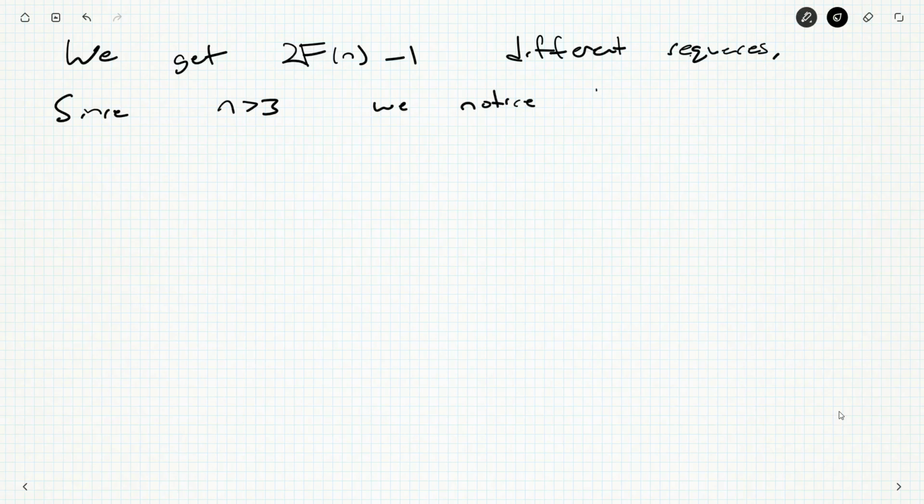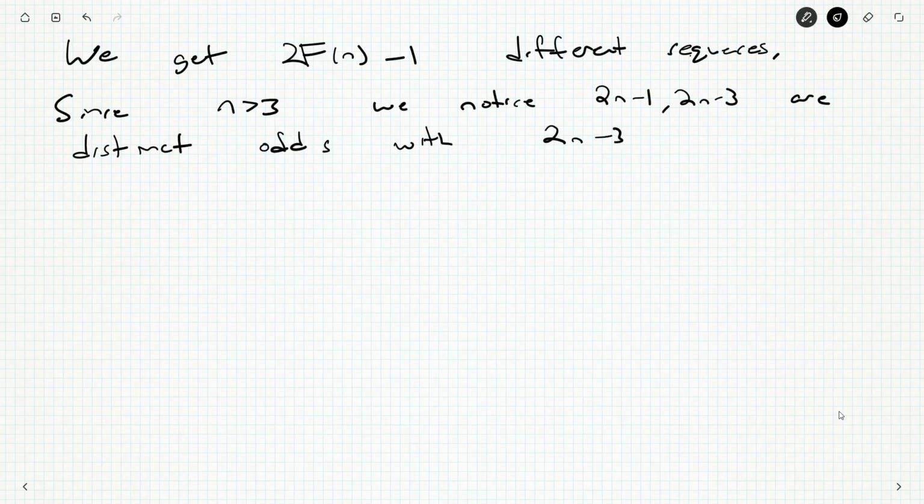we notice 2n minus 1 and 2n minus 3 are distinct odds, with 2n minus 3 being bigger than n, because if it were equal to n, it's certainly not going to be less than n, but if it were equal to n, we'd have 2n less than n plus 3, and that's true because we got n plus n, and n is more than 3.